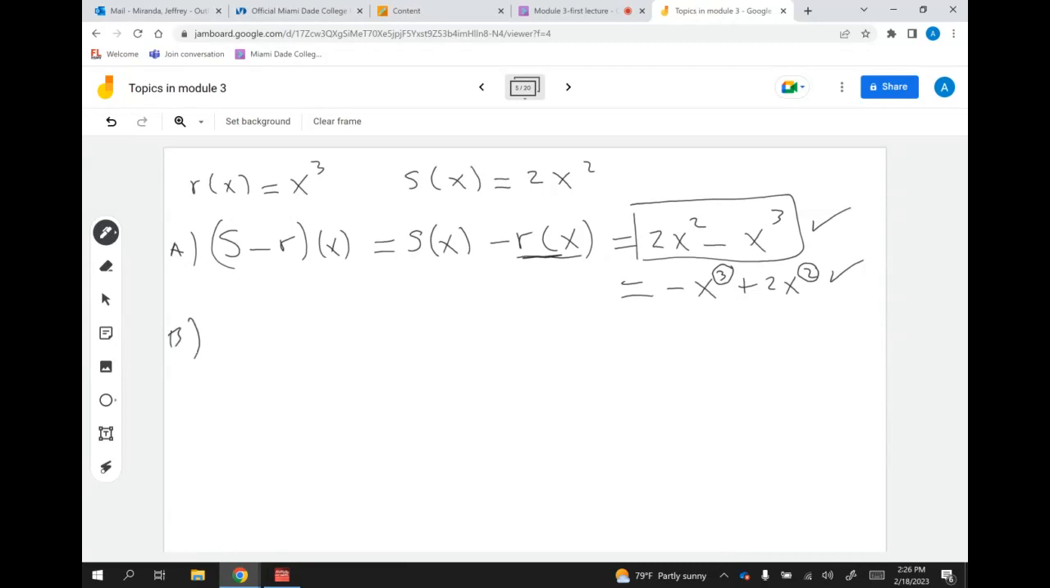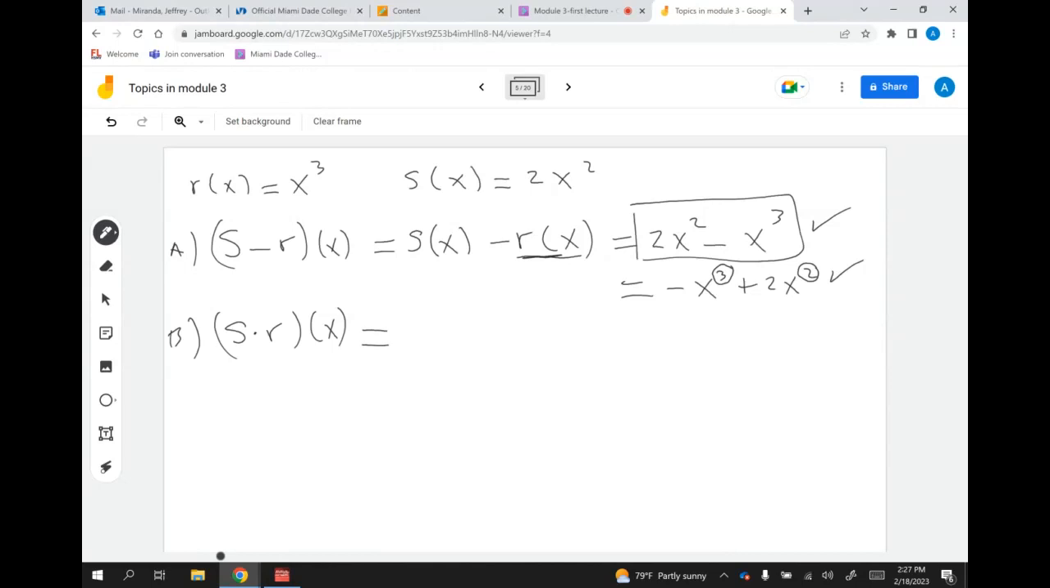What is part B? Let me see what they want. Oh, they want the product. That's easy. That's S multiply times R. Now, for some reason, guys, this is a habit of mine, when I do multiplication, I always like to write a little dot in the middle. You may not see it sometimes. They just write SR, that means multiplication, okay?